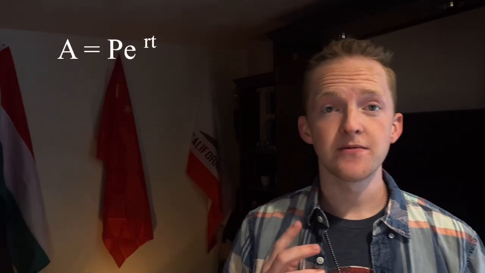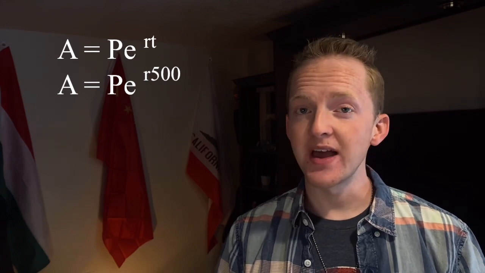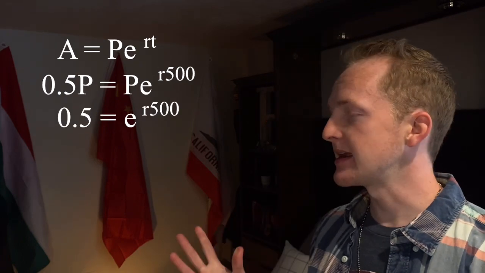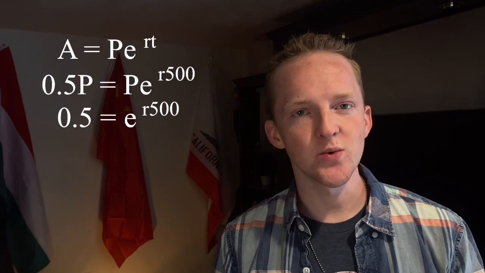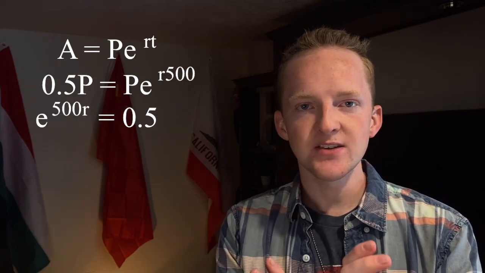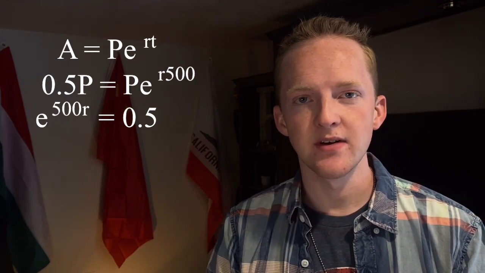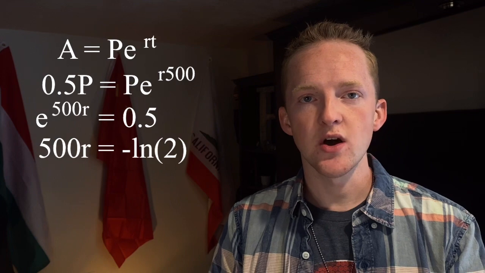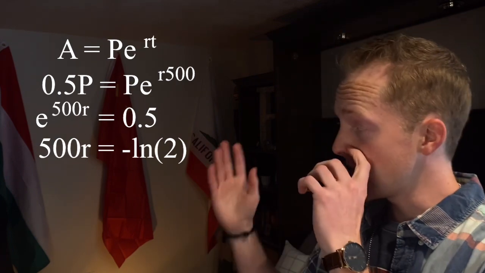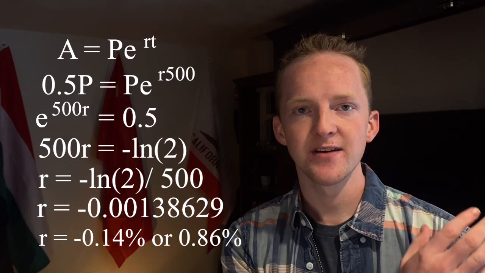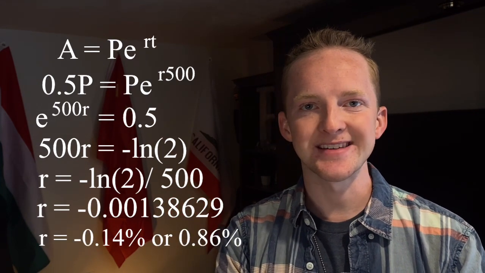First, we'll put 500 in for T. And since we're looking for the half-life of P, we know A is equal to 0.5 times P. Then we simplify the problem by dividing both sides by P. And to make it a little easier, we'll swap the sides. And so we get e to the power of 500 r is equal to 0.5. And we'll use the natural log rule and then divide it by 500. And we get this big number, or negative 0.14%, or 86%.